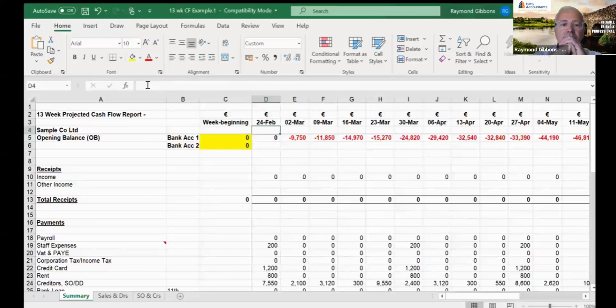The owner of sample company has checked his bank accounts and he's determined that in his main bank account he has a balance of €6,567 and we're going to enter that here. He has a second bank account with €4,000 in it and we enter that there. It may well be a tax account. So his starting balance is €10,567 for the week beginning the 24th of February.